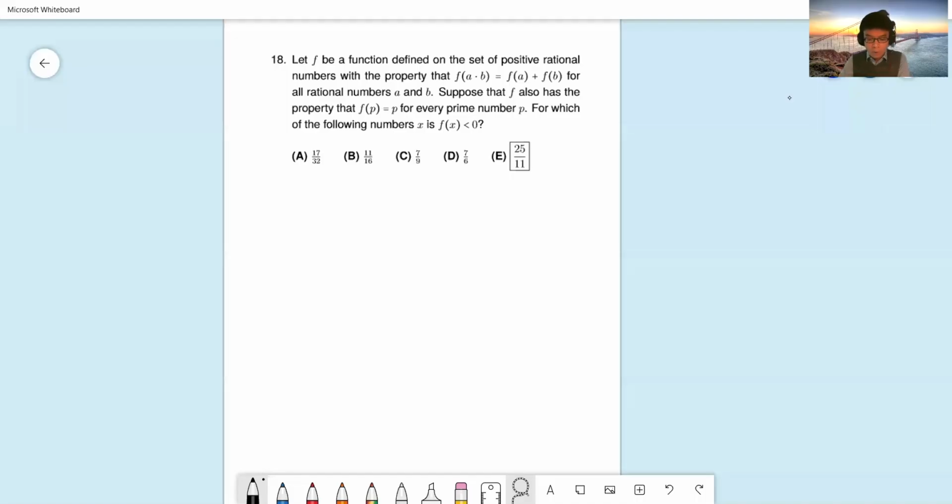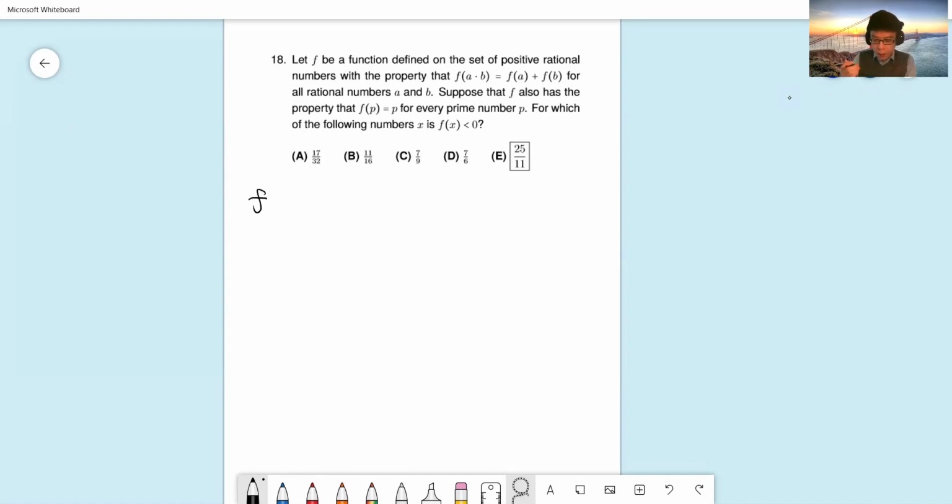Question 18. f is a function defined on the set of positive rational numbers with the property that f(a times b) equals f(a) plus f(b) for all rational numbers a and b. Suppose f(p) equals p for prime number p. Which of the following numbers x gives the value negative? So let's derive some properties of the function.